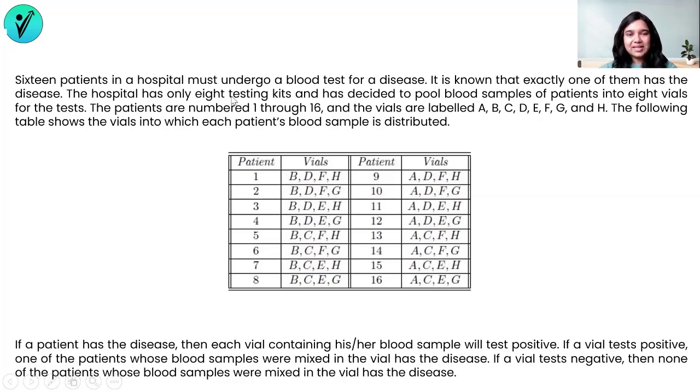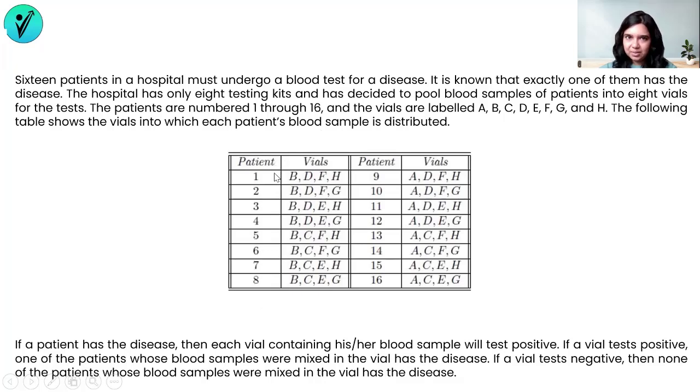The hospital has only 8 testing kits and has decided to pool blood samples of patients into 8 vials for the tests. The patients are numbered 1 through 16, so we have 16 patients, and the vials are labeled as A, B, C, D, E, F, G, and H. So these are all the vials. The following table shows the vials into which each patient's blood sample is distributed. So they have distributed 16 blood samples into 8 testing kits, which are the 8 vials.